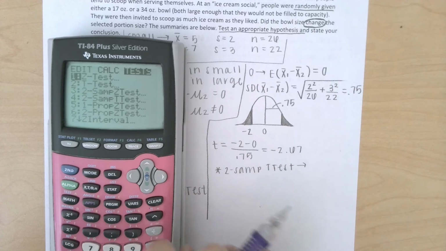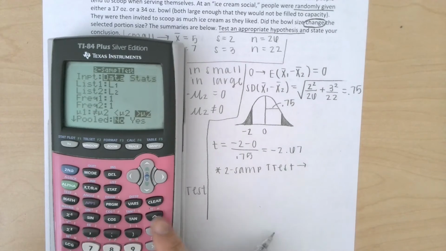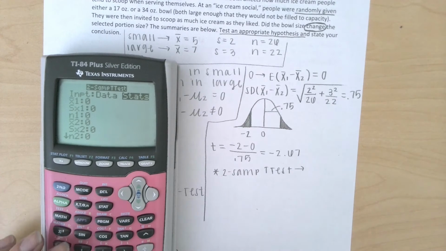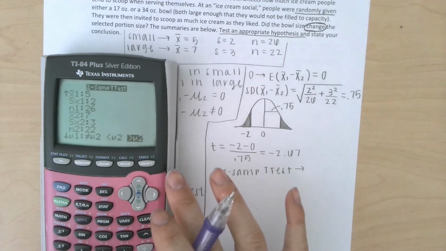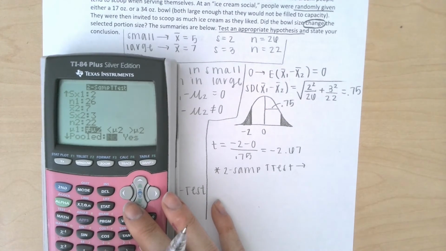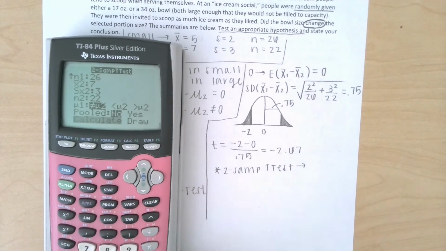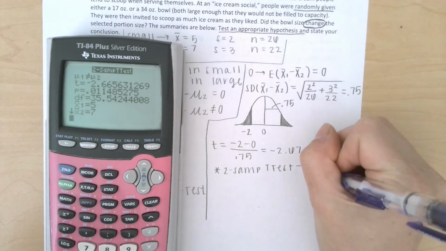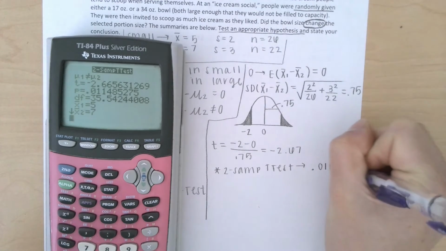So I'm going to stat test. I'm looking for a 2-sample t-test. I have stats. I'm going to go ahead and type those stats in. So for small, and then for large, changing my hypothesis here. And remember that pooled is always no for averages. So I can leave that as no. I'm going to go to calculate. Looks like I did well on my t-score, so then it gives me my p-value of 0.0115.